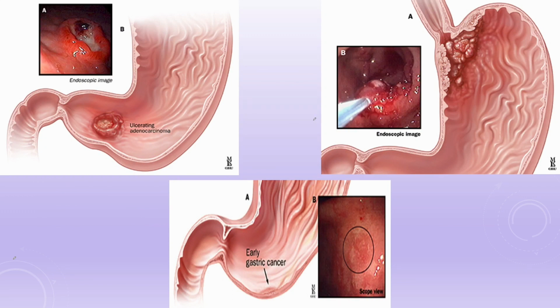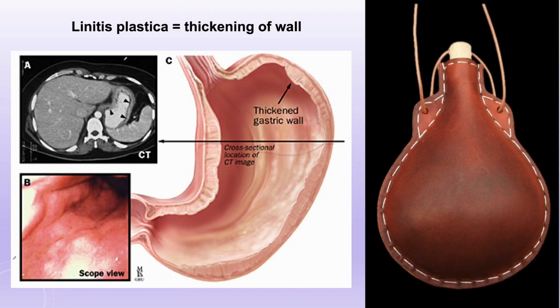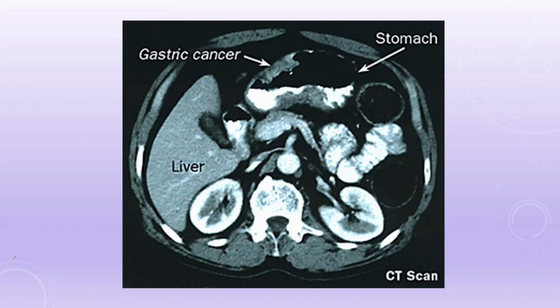Here are some different images of gastric cancers. Early gastric cancer could really just show some histologic changes, so that's why it's really important to get biopsies throughout. Whereas you see ulcerating adenocarcinoma, and then these masses that you can see there. And then this is that linitis plastica, the leather bottle, where the entire gastric wall is thickened, and you can actually see it on CT here. Okay. And here's another CT image of a gastric cancer that you can see there.